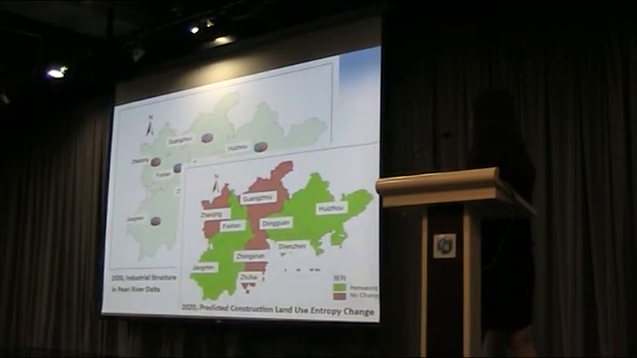So finally, we just say that for some cities like Guangzhou or Zhongshan, Zhuhai, Zhaoqing, they are going to have pretty stable land use diversity, but it doesn't mean that the land use pattern will not change. It does mean that either it will not change or some functions just take place of some others.